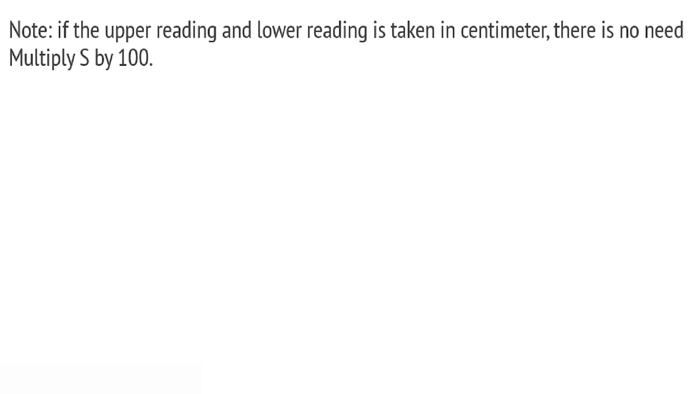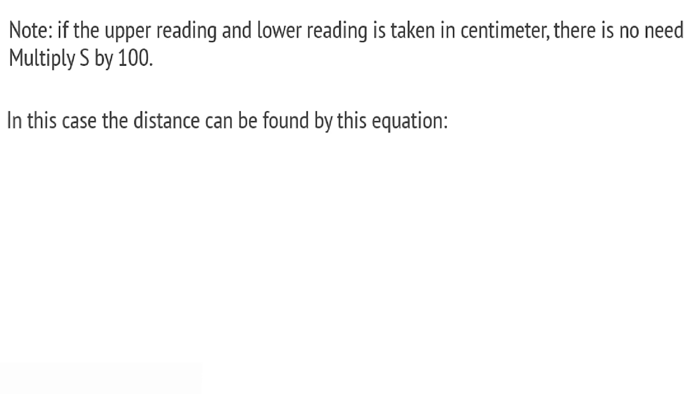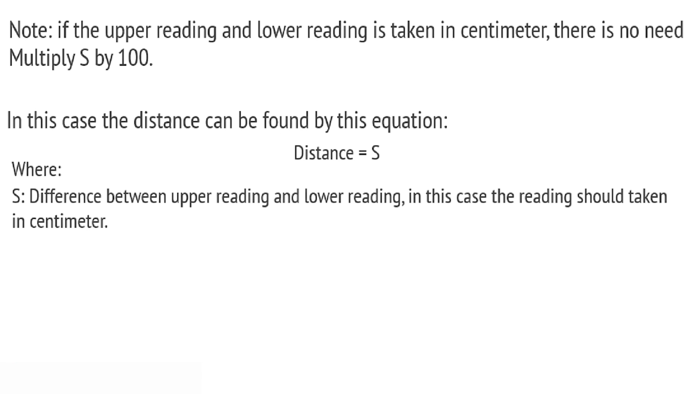Note: if the upper reading and lower reading are taken in centimeter, there is no need to multiply s by 100. In this case the distance can be found by this equation: distance equals s, where s is the difference between the upper reading and lower reading. Note that the reading should be taken in centimeter.